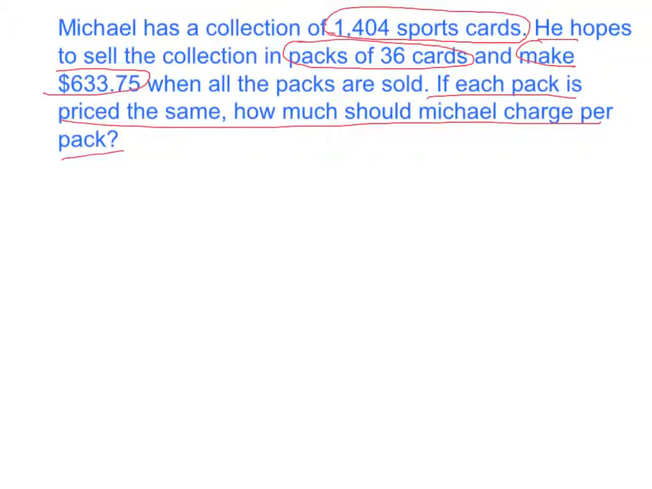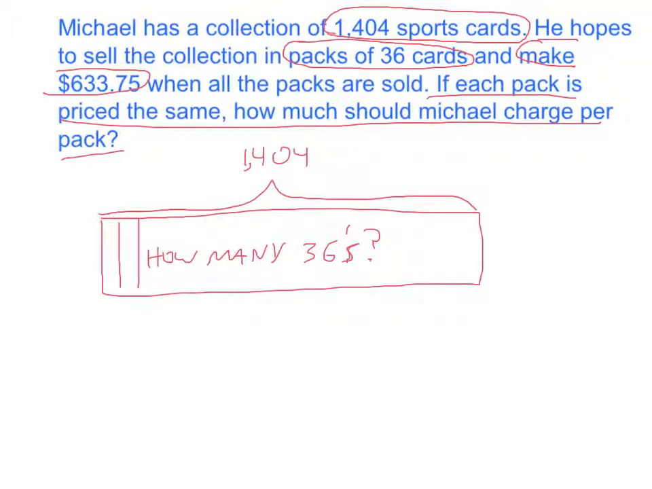So I'm going to go ahead and model this. Well, the first thing we need to know is how many packs he's going to be able to get altogether out of those 1,404 cards that he has. So the question we need to answer is how many 36s. So I'm just going to solve a pretty easy division problem to do that. All right, here it is. So what I said was 1,404 divided by 36 equals 39. I didn't show the work on here in the interest of going a little bit more quickly, but you could do this if you needed to.